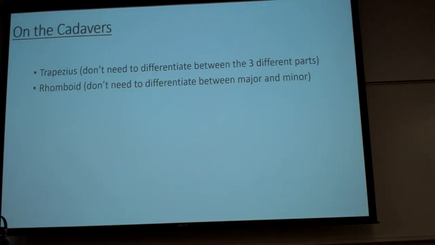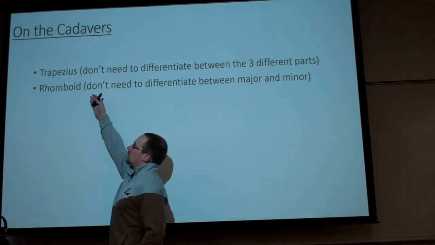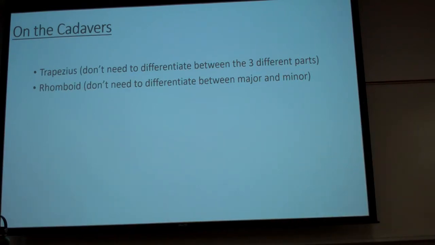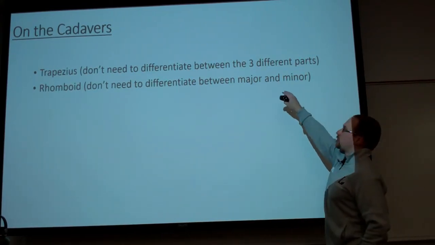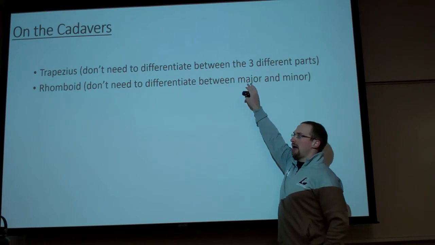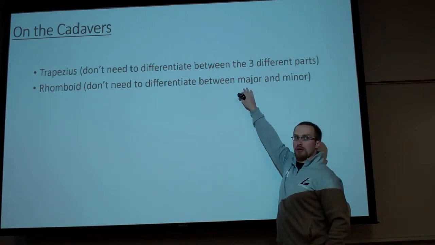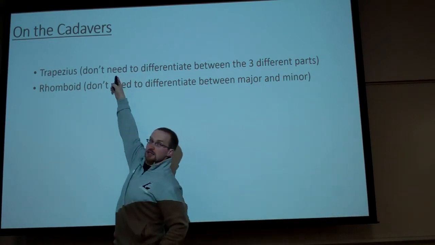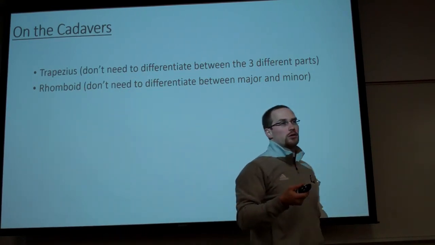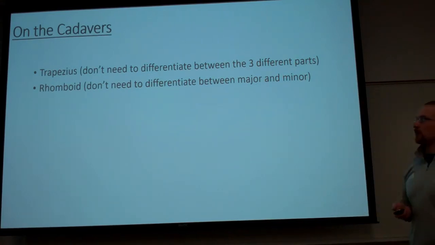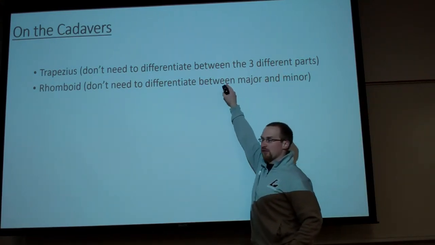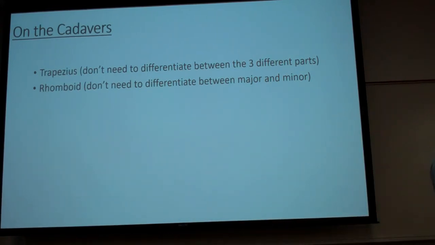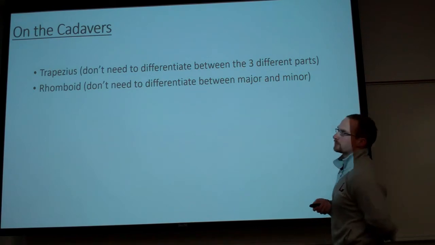On the cadavers today, we're going to be able to see the trapezius, and we're going to be able to see the rhomboid muscles. Now, I'm not going to ask you next week to specify which part of the trapezius we have, nor will I ask you to specify which part of the rhomboid on the cadaver. If I've got a pin sticking in it, just say trapezius. You don't need to say upper, middle, or lower. Same thing with the rhomboids. Don't need to tell me major or minor on the cadaver. Just know, if I stick a pin in it, that it's one of those 2 rhomboid muscles.